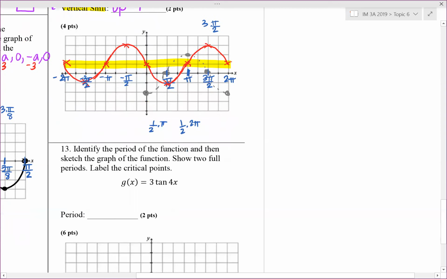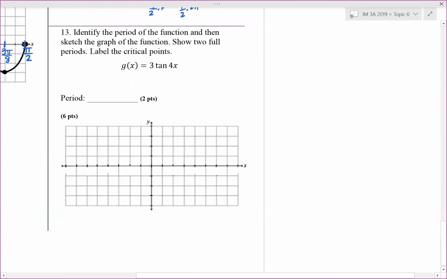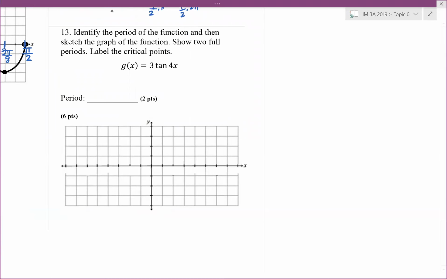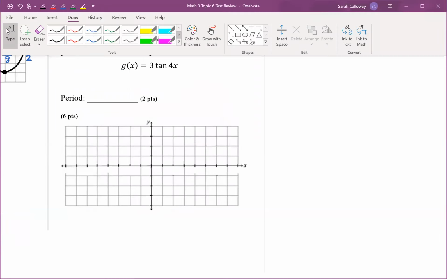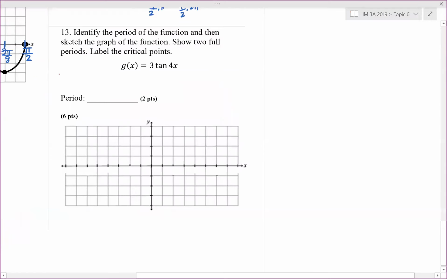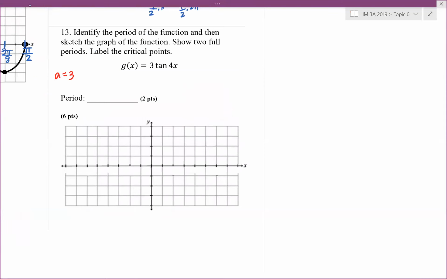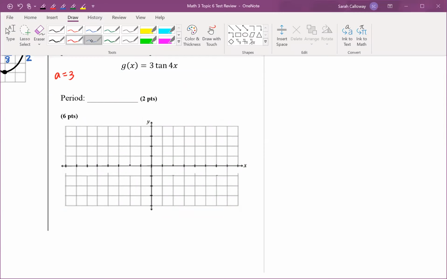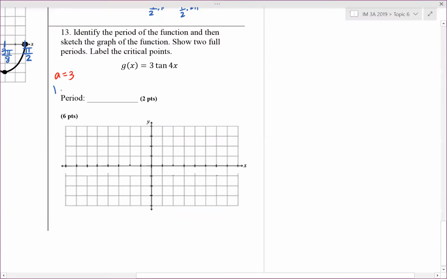The final graph that we did is tangent. So remember that tangent doesn't have an amplitude because it goes on forever up and down. So looking at this graph, the A value is 3, but that doesn't give me any answers. It just helps me plot the points. For the period, B is 4, but tangent cycle is only pi long. So that means that I'm dividing pi by 4 to find the period of tangent.